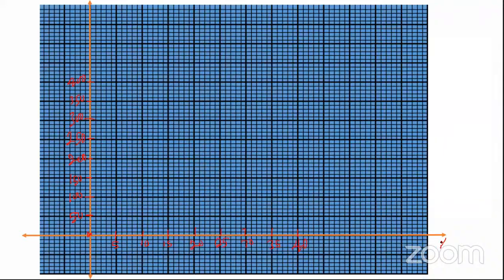So don't forget to write the x-axis and the y-axis. Then this is y. Okay. Then we would find it easier now to plot our points. So who can plot for us the point 5, 10? No, 5 and 50. 5 and 50.